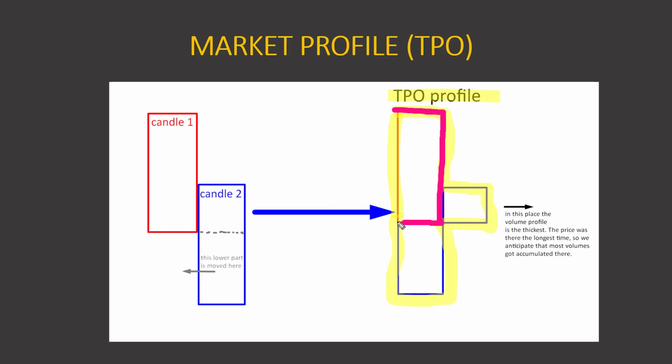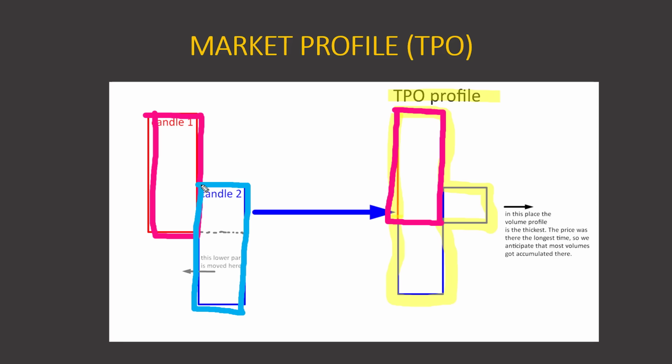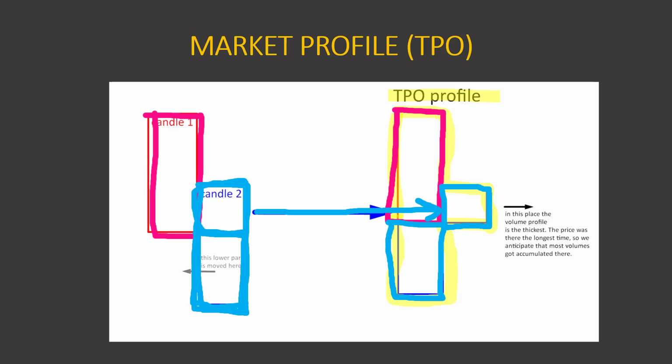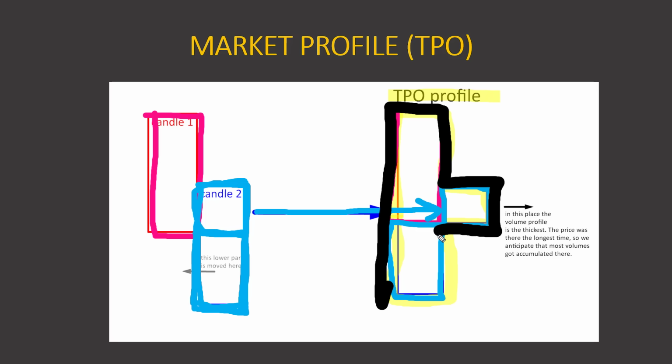So in here it takes that red block, this one, and then it takes this blue block, this second candle, and with this second candle it takes the lower part of it, and it gets in here, and the higher part of it goes in here. And the final shape of the TPO profile from those two candles looks like this. This is the final shape.